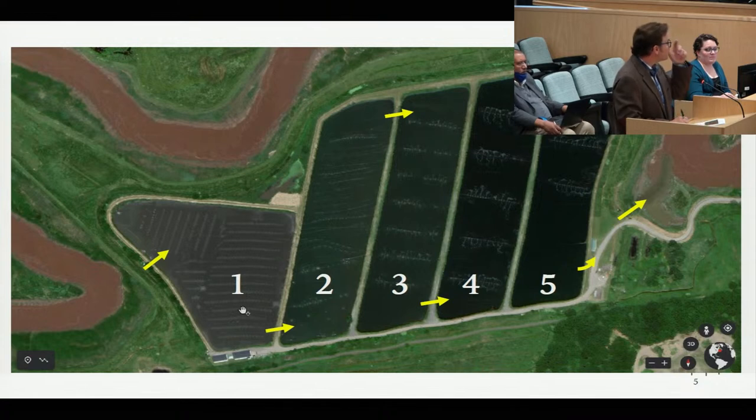Something I'd like to point out too is along the perimeter of the ponds, you can see a road, and just on the outer edge of that road is a fence. And so you can see that of the available landscape or the available real estate, it's pretty much taken up by ponds. There's not a lot of free space.